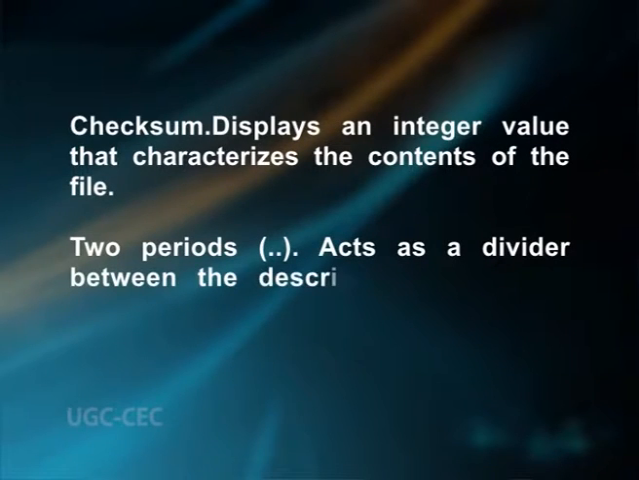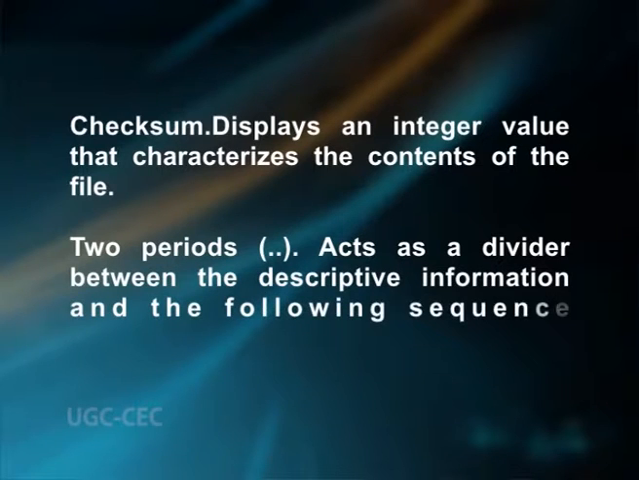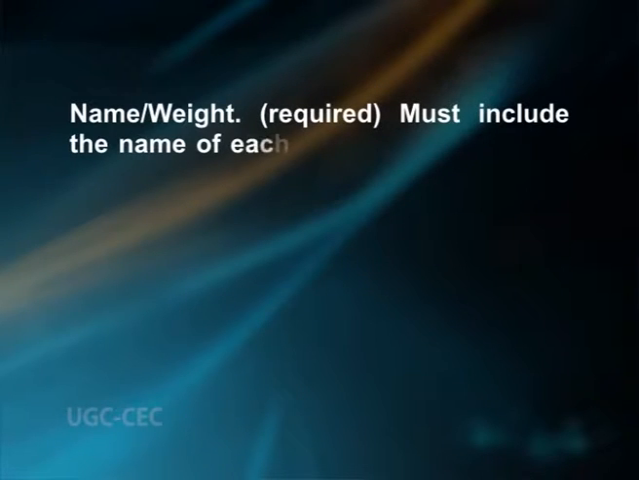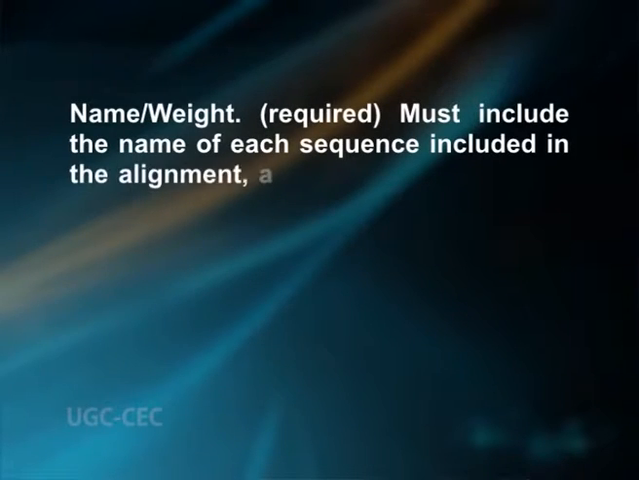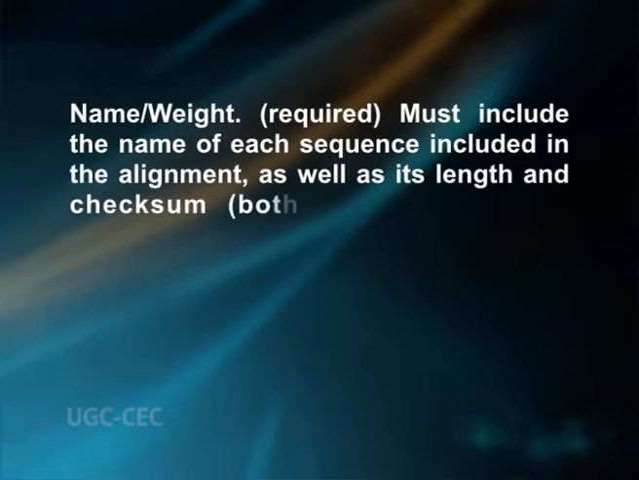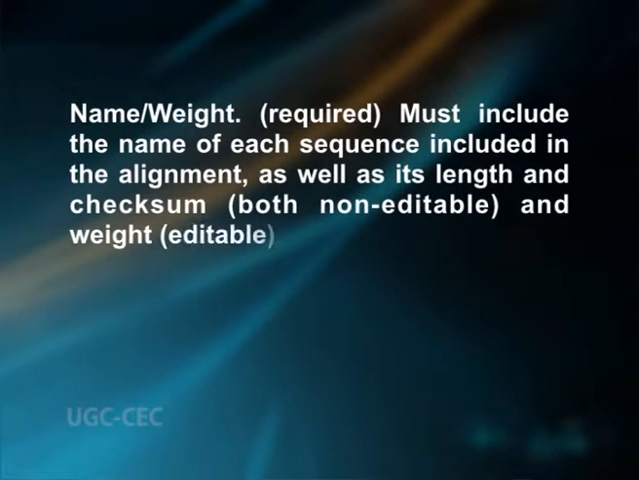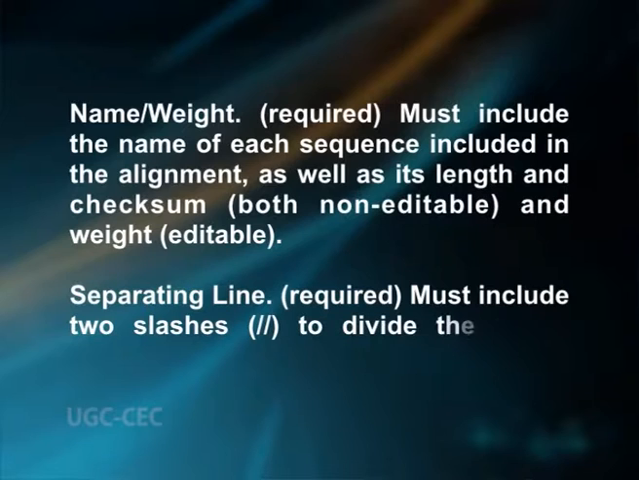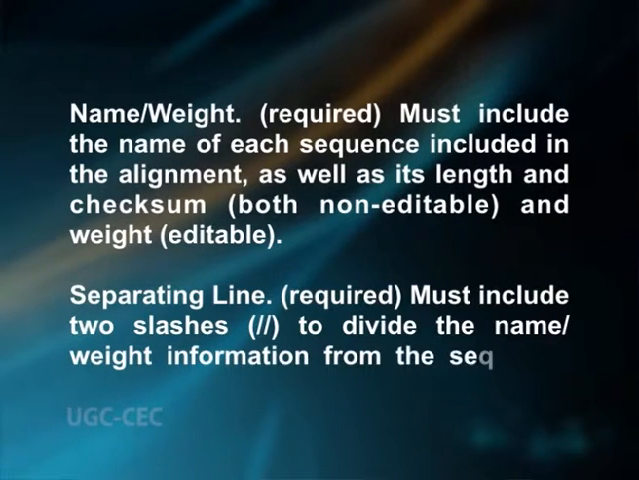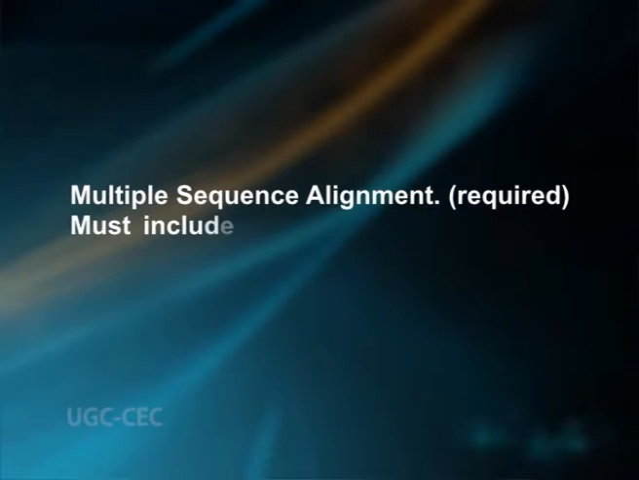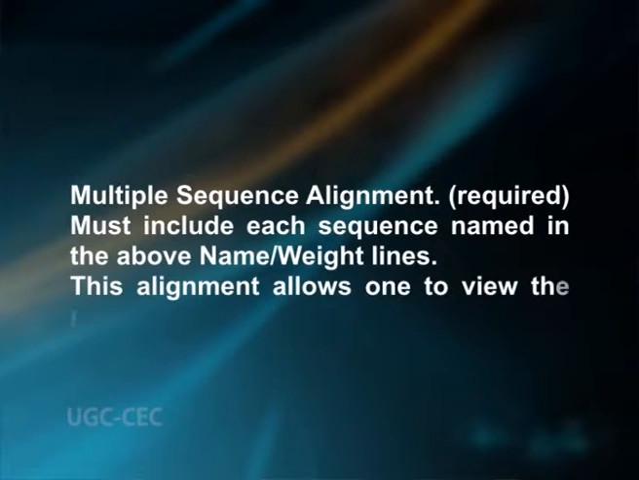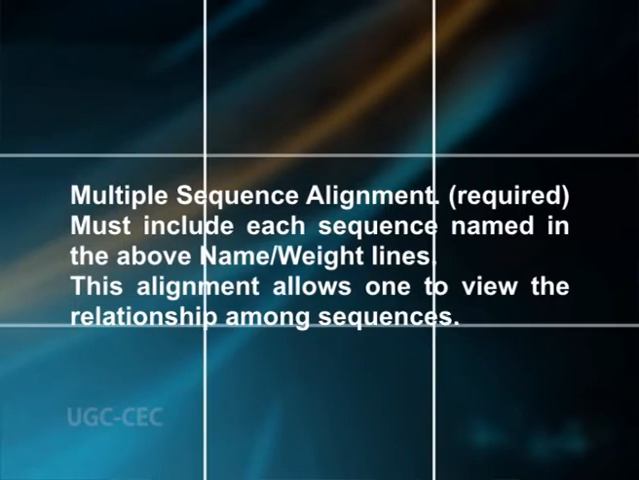Two periods act as a divider between the descriptive information and the following sequence information. Name weight must include the name of each sequence included in the alignment, as well as its length and checksum, both editable, and weight is also editable. Separating line must include 2 slashes to divide the name weight information from the sequence alignment. Multiple sequence alignment must include sequence name in the above name weight lines. This alignment allows one to view the relationship among sequences.